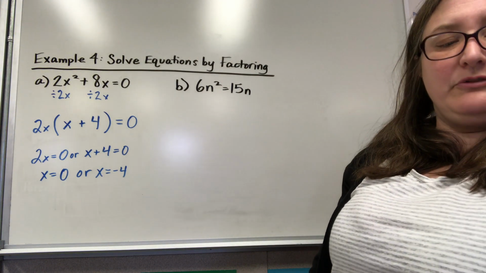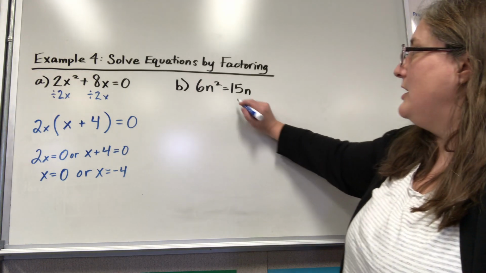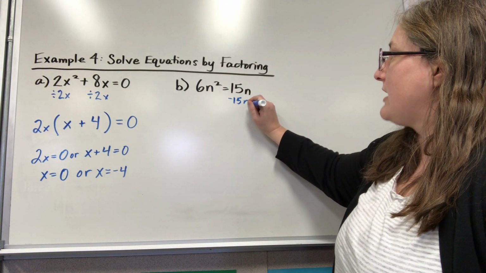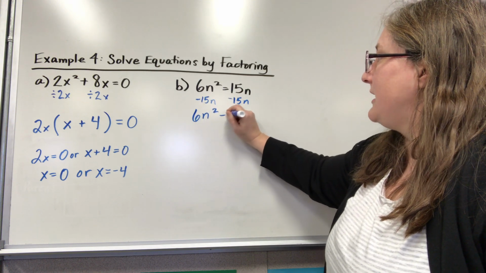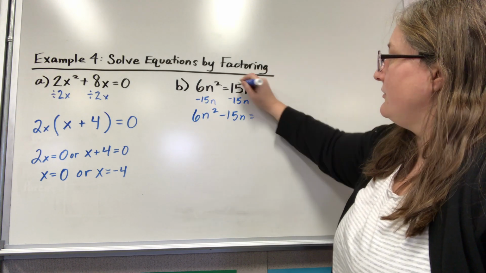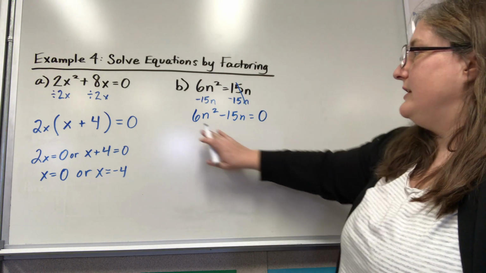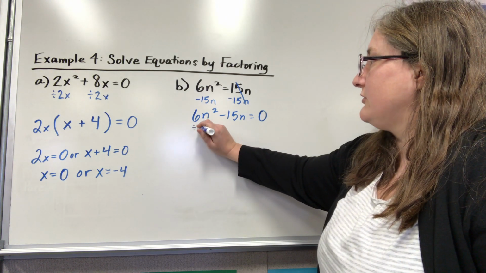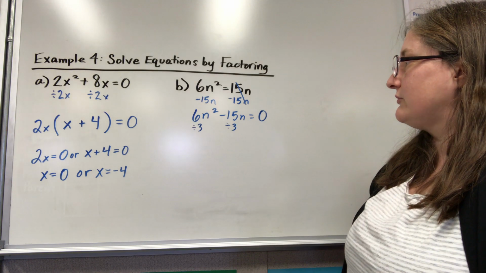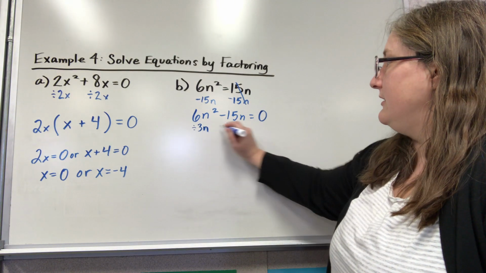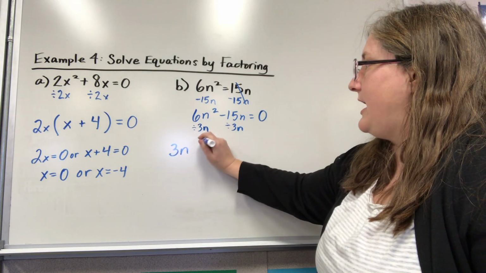Let's try one more. Now this one is a little more complicated because it isn't equal to 0 right now. But I can fix that by subtracting 15n from each side. So now I would have 6n squared minus 15n equals, since these cancel out, 0. So now I need to factor these. 6 and 15's greatest common factor is 3, so I'm going to divide both of them by 3. And n squared and n's greatest common factor is n. So I'll divide them both by 3n. So I'm factoring out 3n.